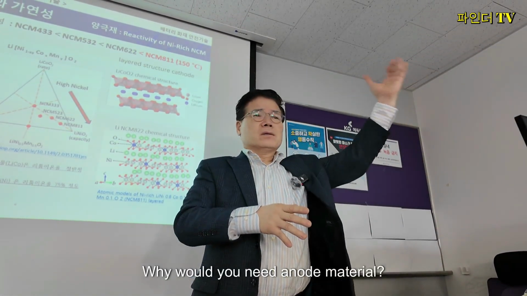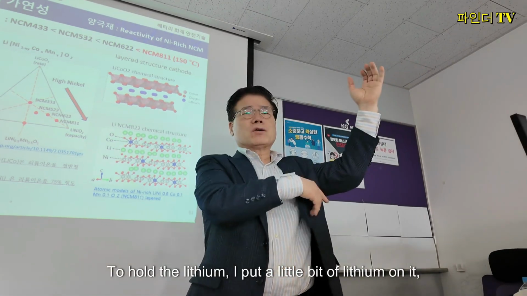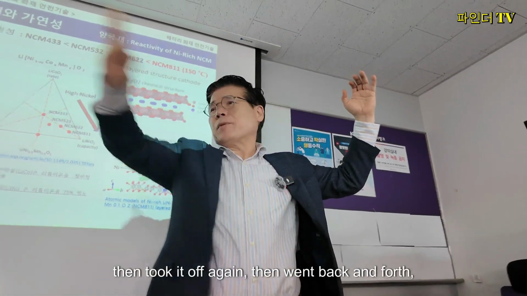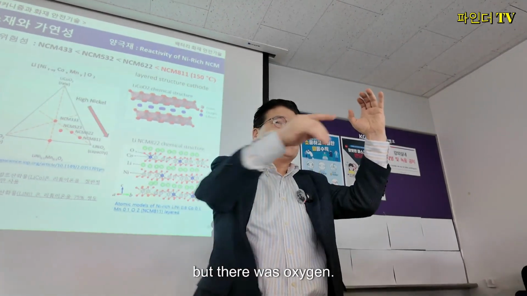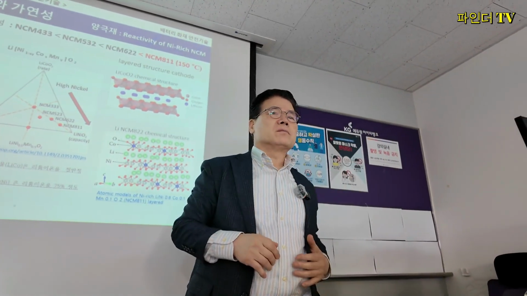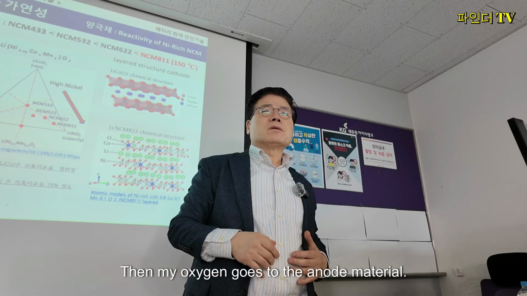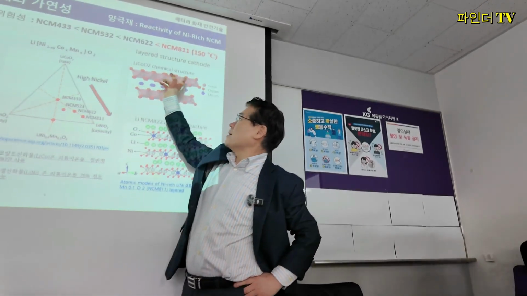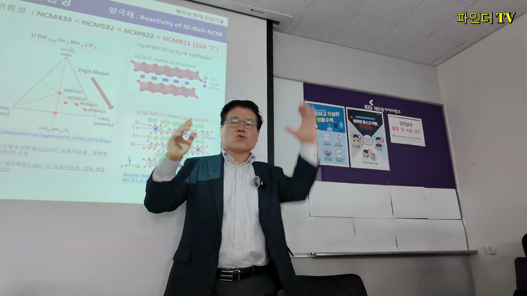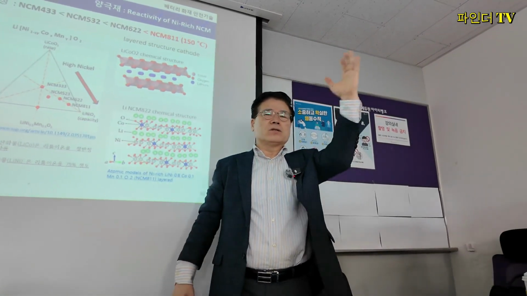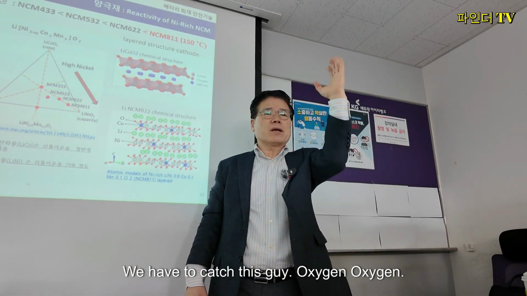Why would you need anode material? To hold the lithium, I put a little bit of lithium on it, then took it off again, then went back and forth, but there was oxygen. Then my oxygen goes to the anode material. You have to tie him up. Then what should I have? We have to catch this guy. Oxygen.